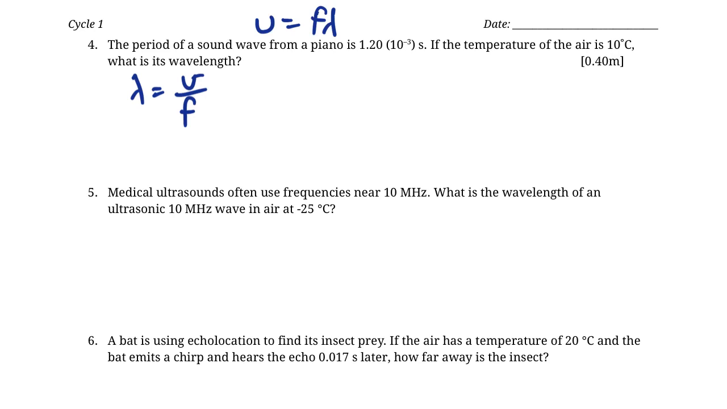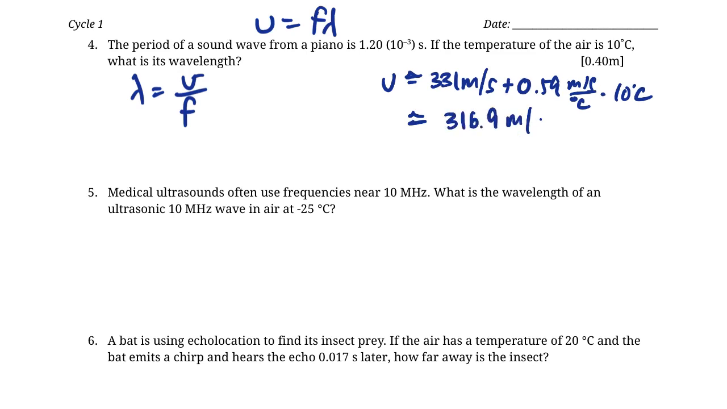So off to the side, we know how to calculate the speed of sound in air if it's 10 degrees Celsius. Let's do that first. v is approximately equal to 331 meters per second plus 0.59 meters per second per degree Celsius times 10 degrees Celsius. If we do that, we get that the speed of sound in this air is approximately 316.9 meters per second. But we also don't have the frequency.